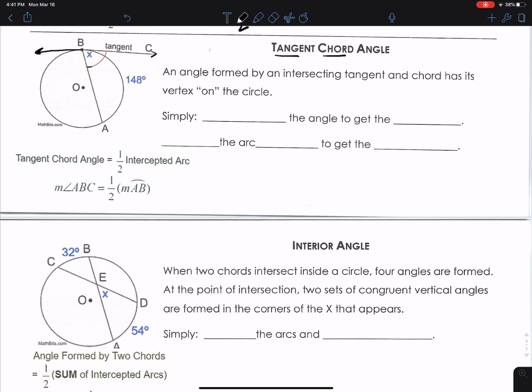So the angle here, this is in red. So that's x, and it has the same rules as an inscribed angle. So we just double the angle to get the arc. But in this case, we don't have the angle. We're trying to find the angle. So we would divide the arc by 2 to get the angle. So if we did that, we would get x equals 148 divided by 2, which gives us 74 degrees for that missing angle.